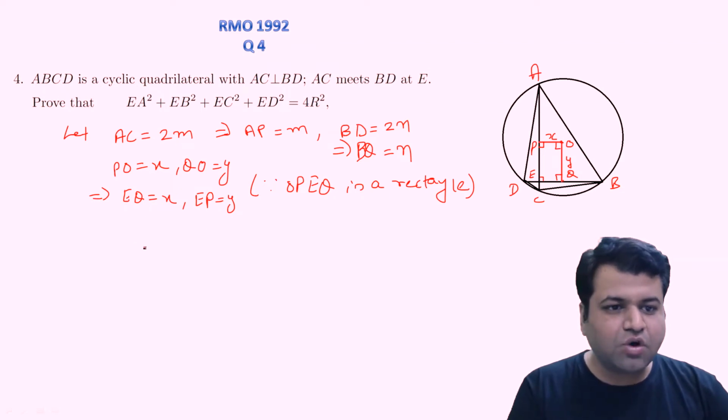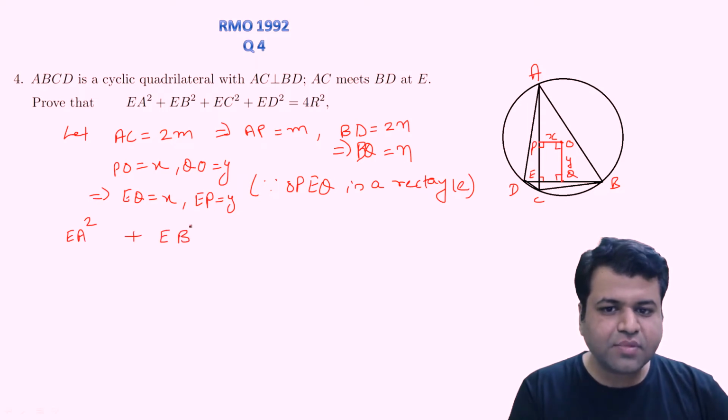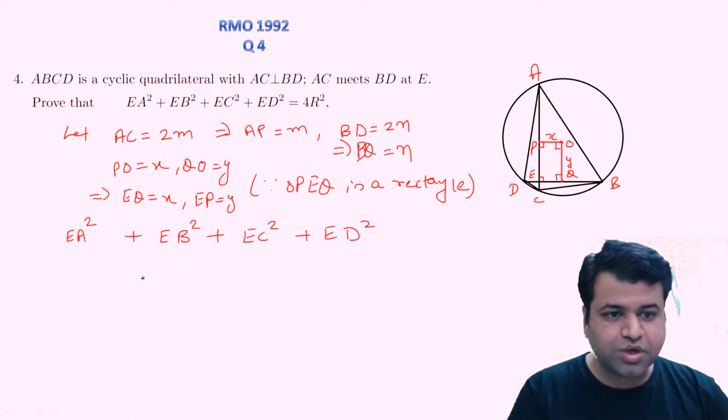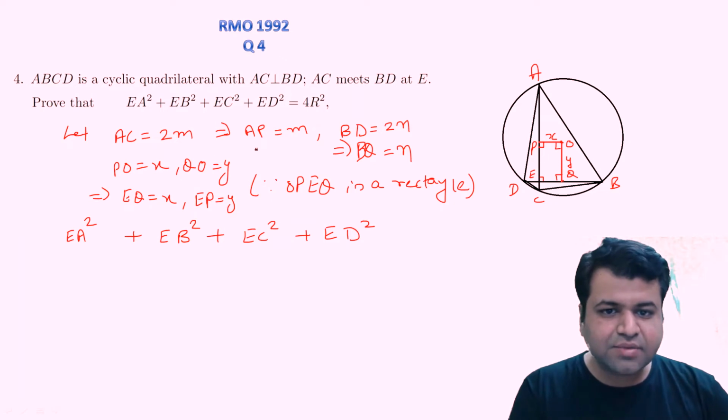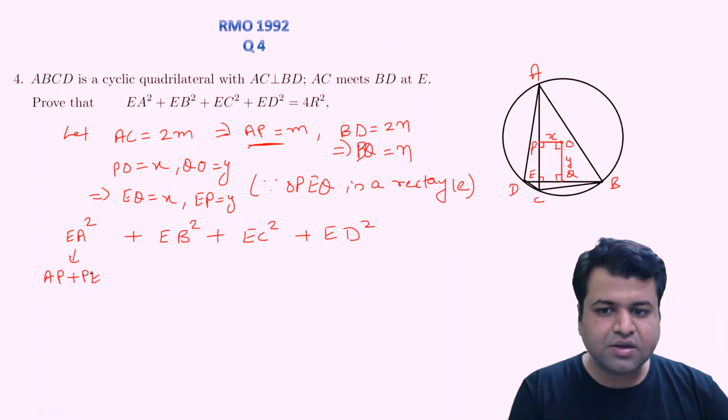Right? So all we need to do now is calculate EA square plus EB square plus this EC square plus ED square, right? So what is EA square? EA is nothing but AP plus PE, EA is nothing but AP plus PE whole square, right? And EB is nothing but EQ plus QB or BQ whole square, right?